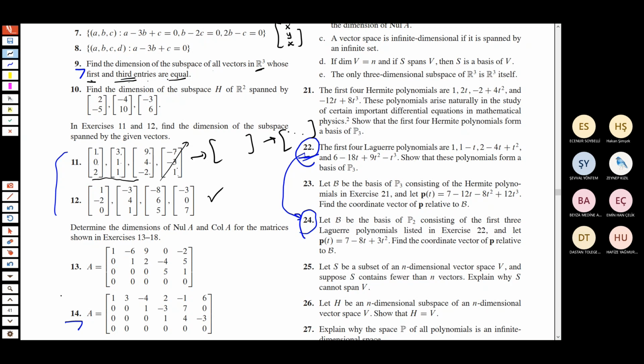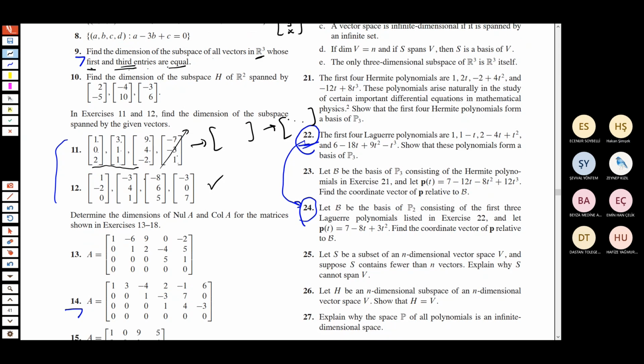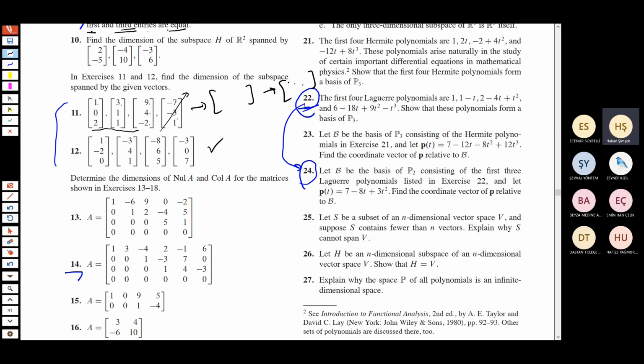Okay. Please find the echelon form, and after finding the pivot positions, you can see which vectors we should take and which vectors are unnecessary. You will follow a similar way for question 12.